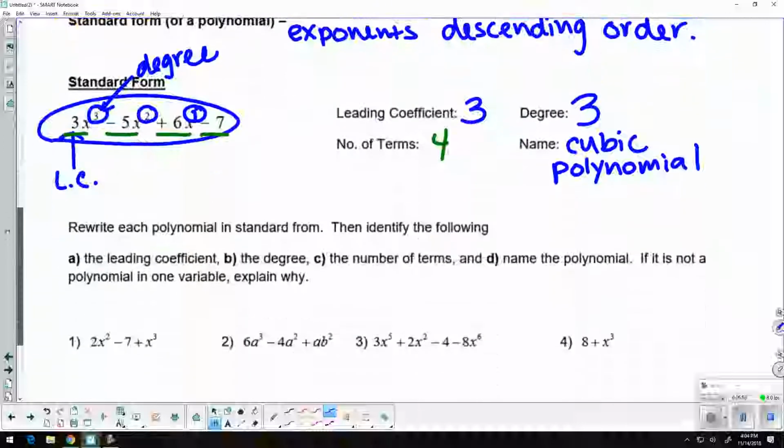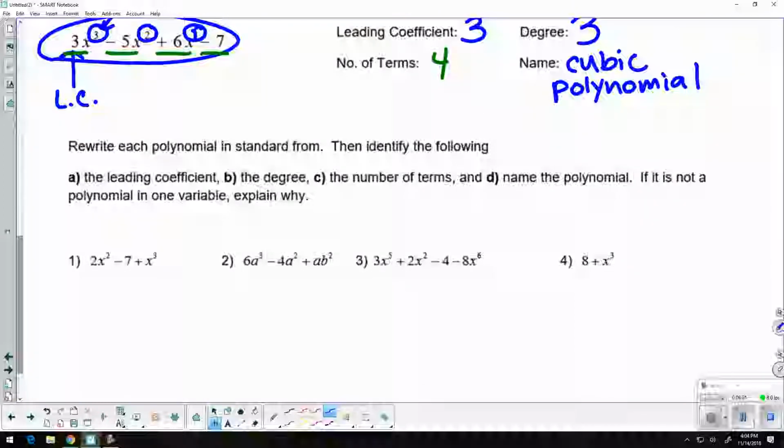So next part, we're going to do the same thing. We're going to rewrite these to be in standard form if we need to, and then identify each of the following. So part A, what's the leading coefficient? Part B, what's the degree? Part C, the number of terms, and then part D, name the polynomial. If it's not a polynomial in one variable, then explain why.